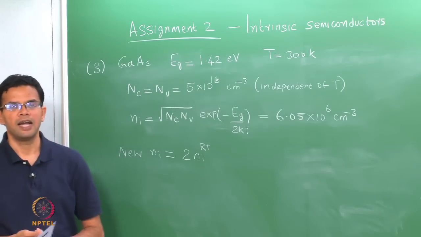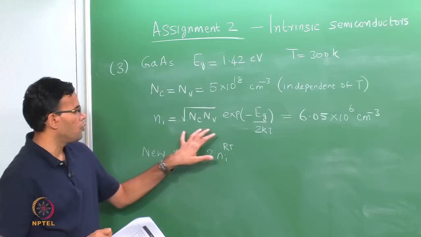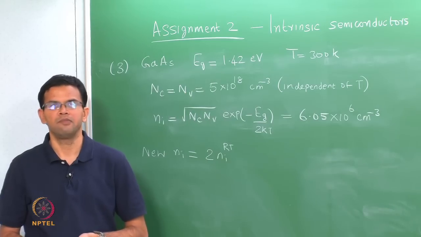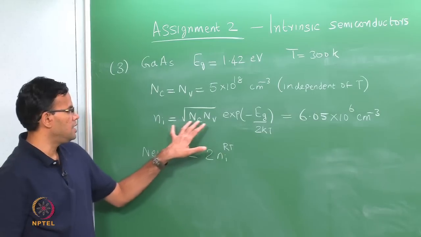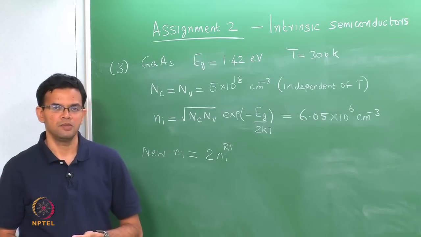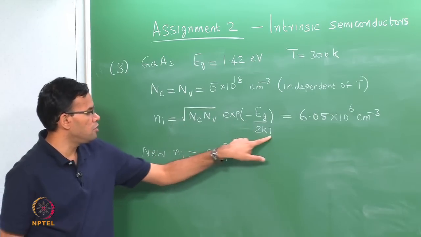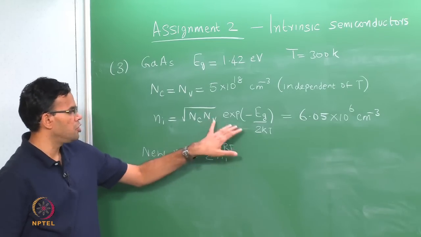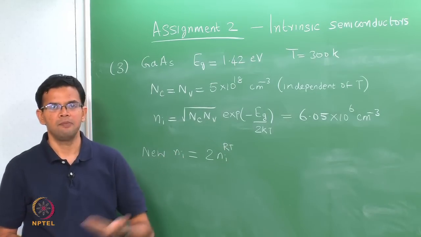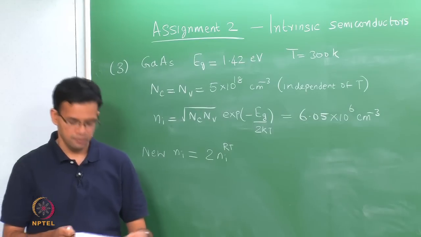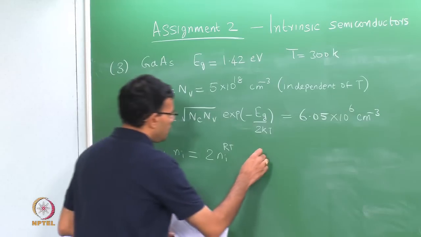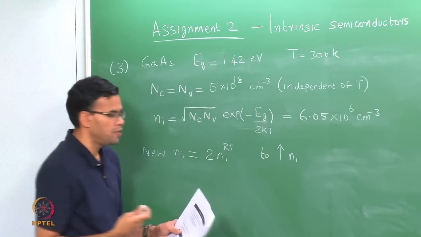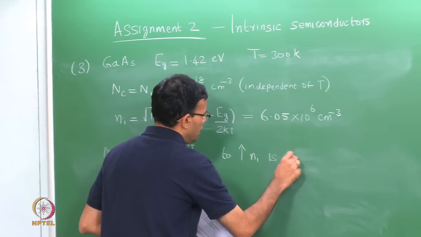If you are not allowed to add dopants, and if you look at this equation, the only way to increase Ni is to increase temperature. Ni also depends on temperature through this exponential term, minus Eg over 2kT. So, increasing temperature will once again increase Ni. So, the only way to increase Ni without adding dopants is to increase temperature.